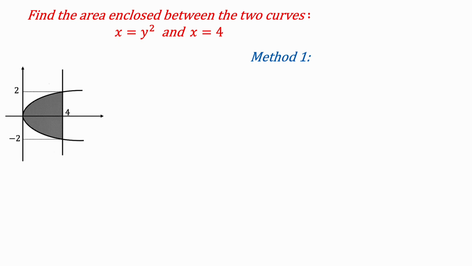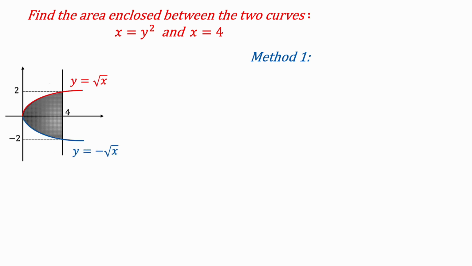We can solve this problem using two different methods. Yes, we can solve it in two ways. Let's begin with the first method. Take a look. This figure has two parts. One part is above the x-axis and the other part is below the x-axis. So if we have y squared equals x, what happens when we take the square root of both sides? Y equals plus or minus square root of x.